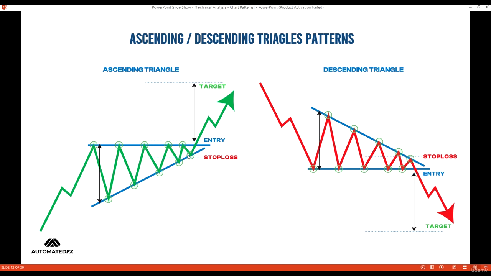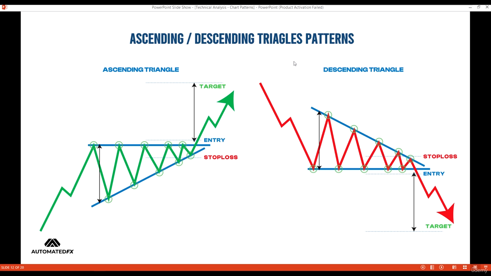So this is more of a continuation pattern, because when the market hits here, comes here, hits here, comes here, hits here, there is a lot of buy pressure created here, and the buyers tend to gain more and more strength as the angle here keeps reducing. So we then come to a point where the buyers defeat the sellers, and then the market just keeps going up. That's in this example.